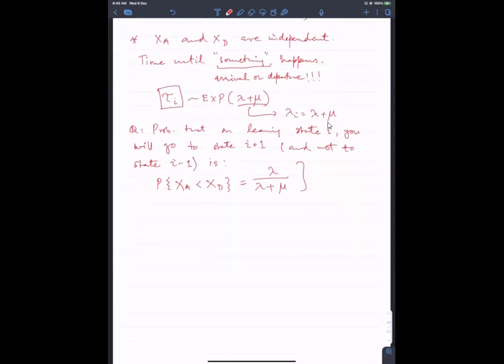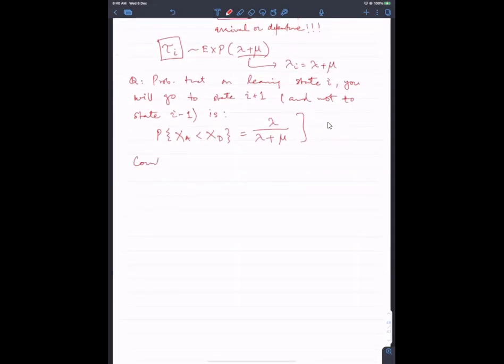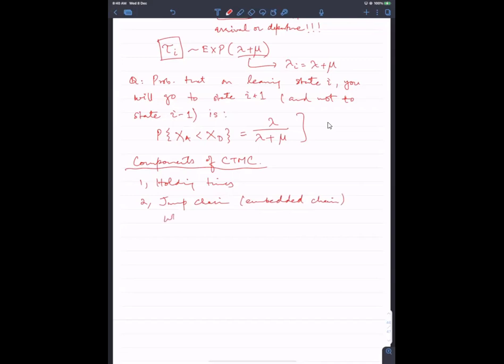So now components of CTMC, components of continuous time Markov chain. So हमने जैसे इसमें बताया था कि continuous time Markov chain consists of jump chain and the holding times. So number 1, holding times, and number 2, the jump chain, or sometimes it is also called as embedded chain, which is a DTMC, और उसको पूरी DTMC की थ्योरी हम लगा सकते हैं.